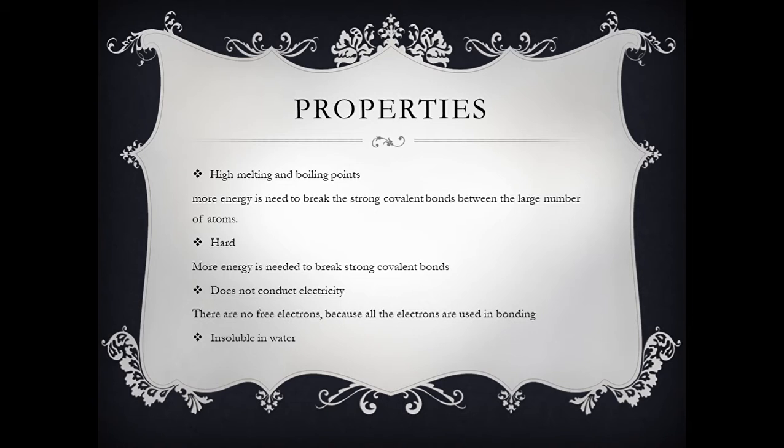Now, it does not conduct electricity. Why? To conduct electricity, there must be free electrons, but in diamond all the electrons are used in bonding, so there are no free-moving, delocalized electrons, so it cannot conduct electricity. And it is insoluble in water, which is common to all.